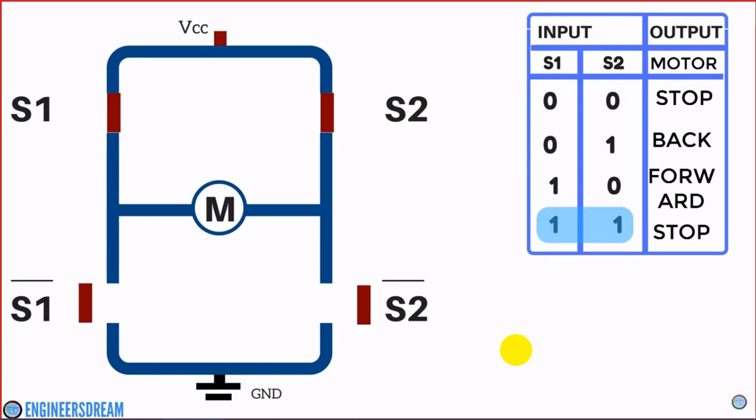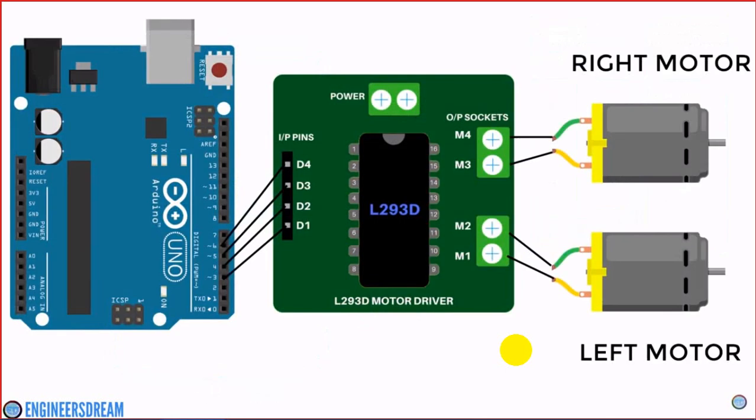So guys, if we run through all the conditions again, then at low, low, the motors will stop. At low, high, the motors will move, but in the backward direction. At high, low, the motors will move in the forward direction. And at high, high, the motors will stop. Now guys, after understanding the conditions, let's look at a very simple example.